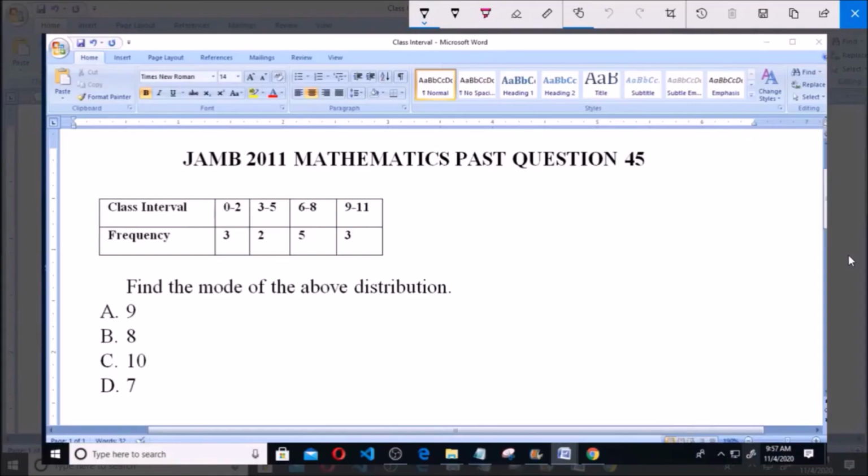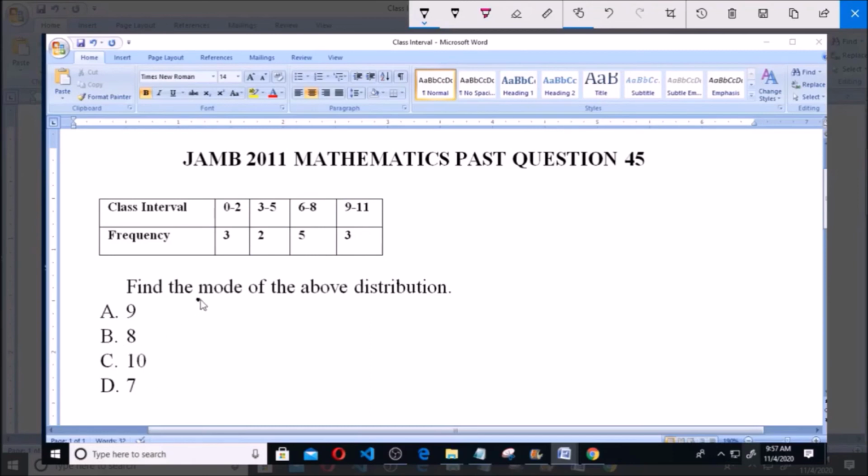Good day and welcome. I'll be answering JAMB 2011 Mathematics Past Question 45. Find the mode of the above distribution. Now we're given this table with the class interval and frequency, and we are asked to find the mode of the distribution in the table above: A 9, B 8, C 10, and D 7.